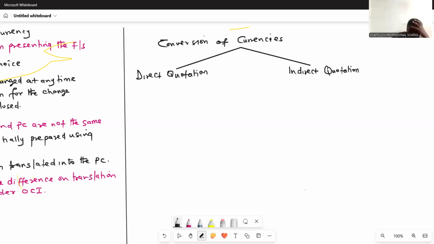Okay, so let's see direct quotation. Here, the higher currency is always equal to 1. So one example, $1 is equal to, now it's equal to what? About 16.67 per dollar.